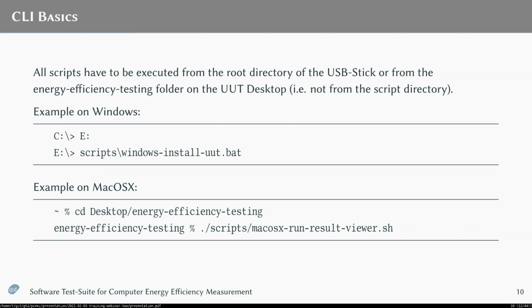In this example, I have on the slide, it's drive E, and then you would call scripts/Windows/install_uut.bat, for example. Or similar, if you already have it installed on the unit under test and you want to now run a test run, or maybe start the result viewer or whatever, you can do that. For example, here on Mac OS X, you change your directory to Desktop/energy efficiency testing, and then you call the script with ./scripts/ whatever the name of the script is.